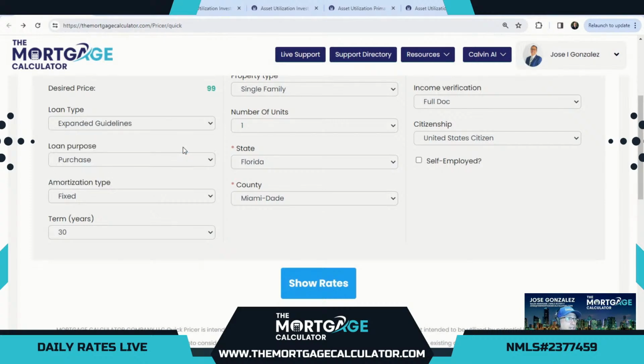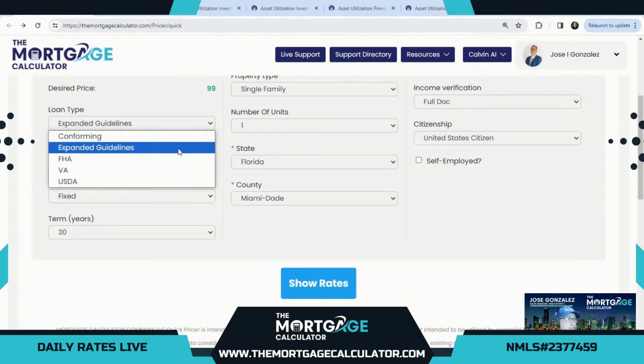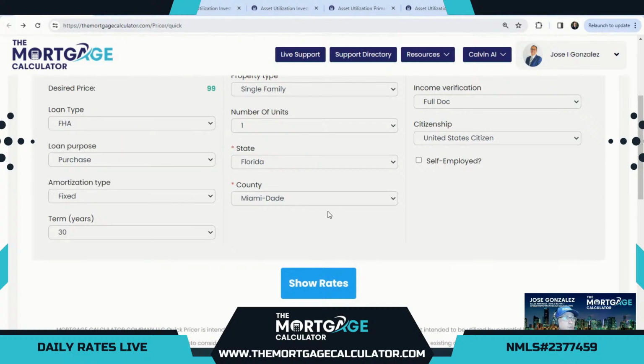So let's go now to our expanded guide. Actually, no, let's do our FHA loan. Excuse me a second. We do not do our USDA and our VA loans live. So you can reach out to one of our mortgage loan consultants at the Mortgage Calculator, and they'll be more than happy to quote you USDA and VA options.